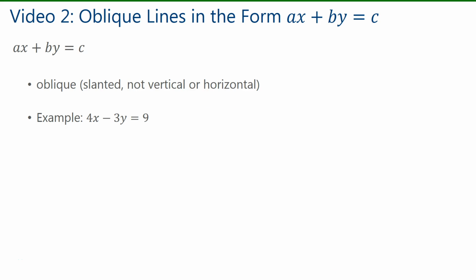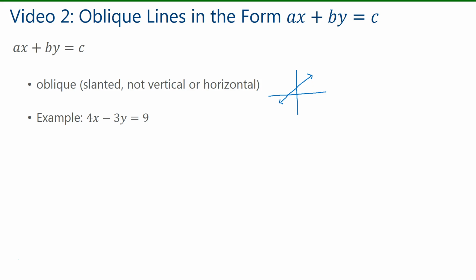We have already looked at graphing linear equations in various forms, but here we'll look at graphing oblique lines that have the form ax plus by equals c. Now an oblique line is just a line that's neither vertical nor horizontal, it is slanted. So we have already looked at graphing oblique lines before, it's just we never called them oblique. So a line, something like this, where it's neither horizontal nor vertical, is what we call oblique.